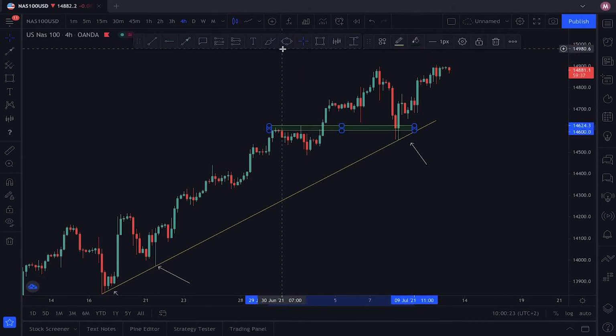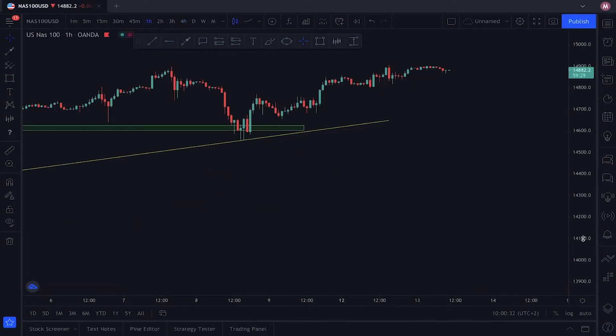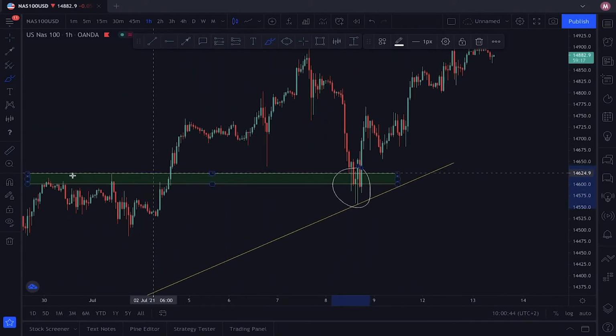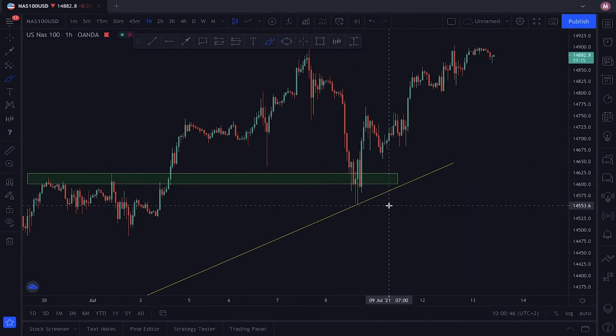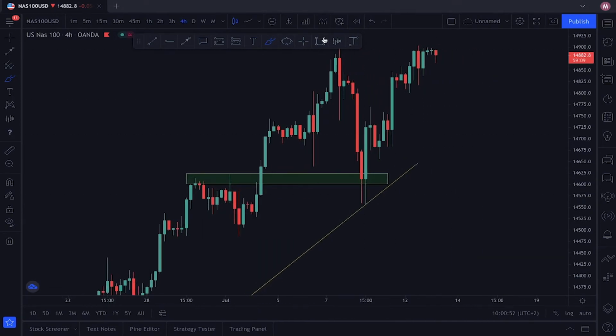So price did actually fail to break to the downside. As you can see, we had a couple of rejections. Let's go down to the 1 hour time frame. As you can see, we had a couple of rejections off that support area right there, and we did push to the upside. And let me go back to the 4 hour time frame to show you something very quickly.